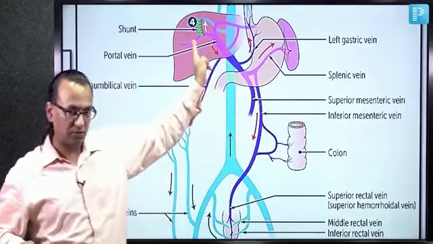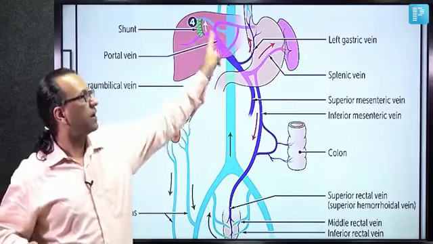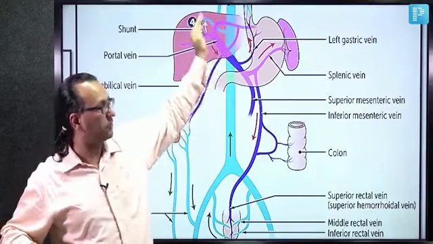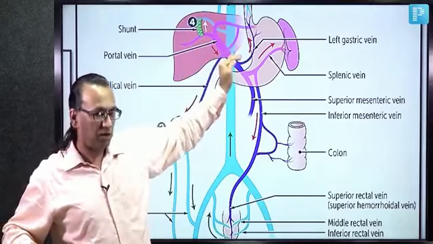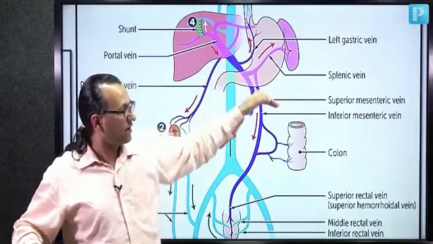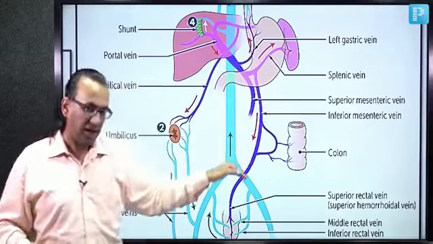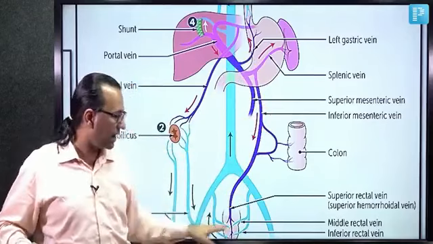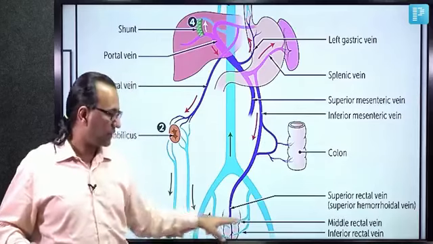So this is portal venous circulation. Now sometimes there may be a portal hypertension and the blood will be reversing back. There's a reversal of blood flow into the portal vein and into the splenic vein, into the inferior mesenteric vein, into the superior rectal vein, and that blood can jump from the superior rectal vein into the middle and inferior rectal vein, and there will be some portosystemic anastomosis.